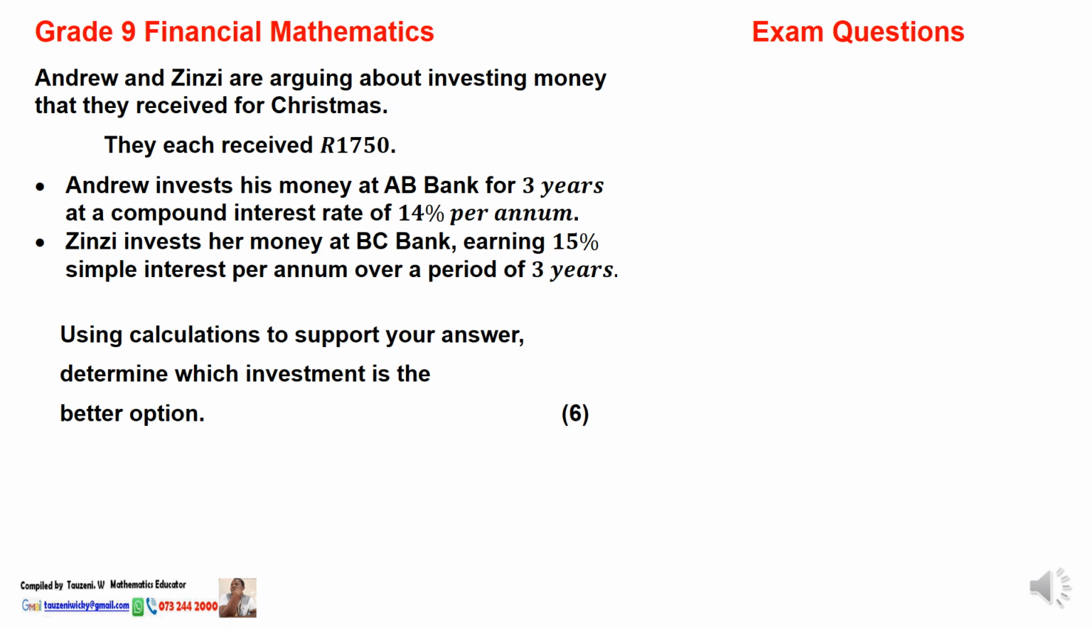Now, we are using two formulas, the formula for simple interest and the formula for compound interest. So you must make sure you know your formulas very well. When you read the examination questions, you listen very well so that you determine which formula to apply. The formula depends on what they say there. So let's start with the first calculation.